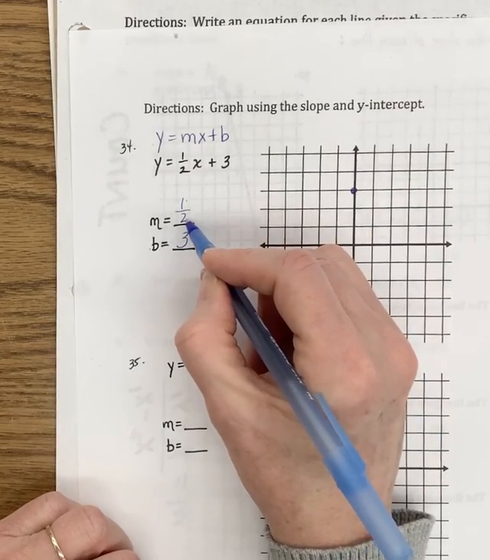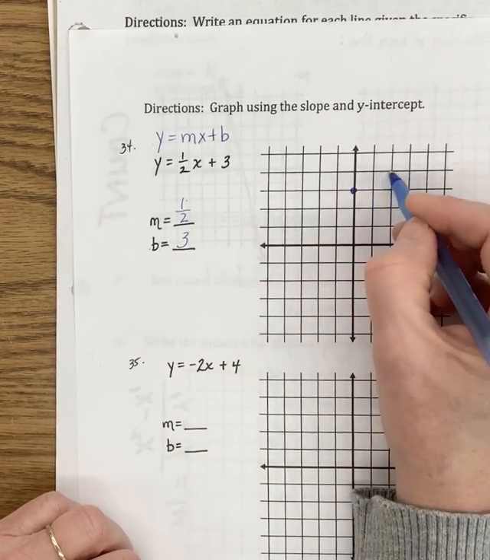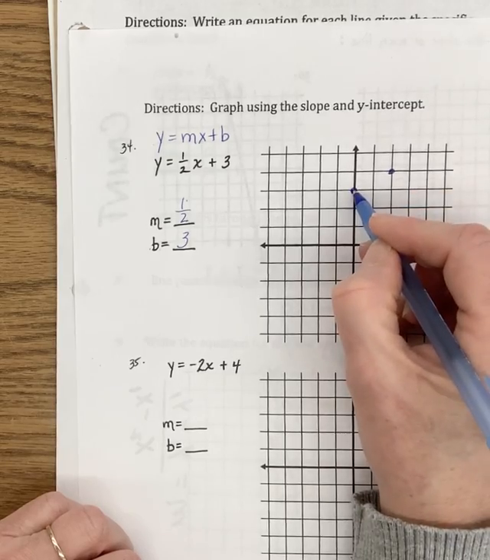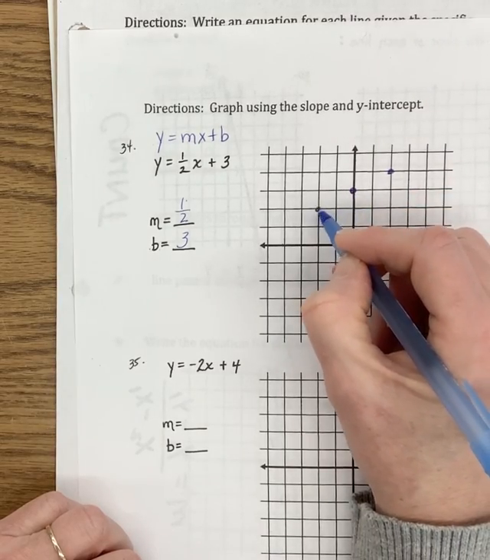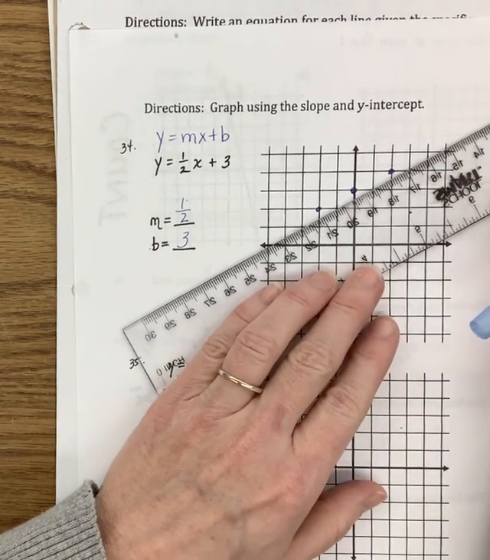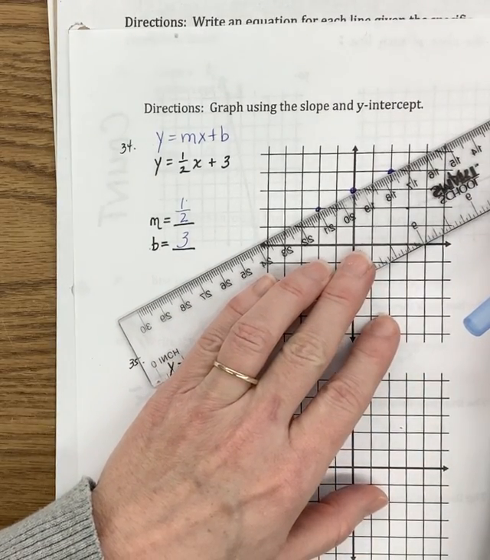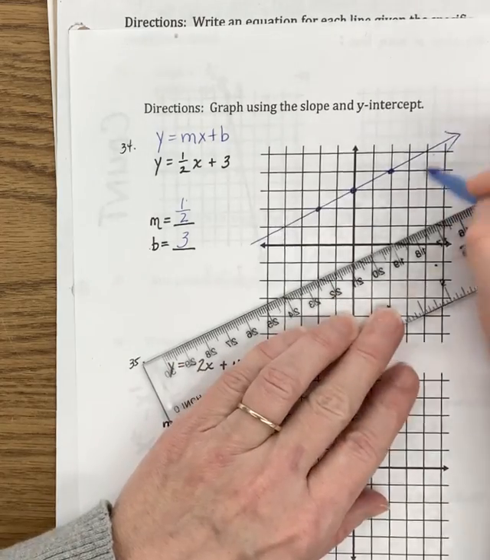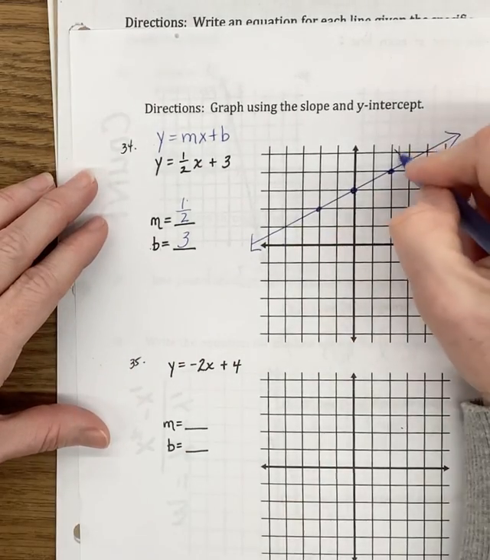We're going to rise 1, run 2, rise 1, run 2. We also could go down 1, left 2, because negative 1 over negative 2 is actually equal to 1/2. Two negatives make a positive. And there's my line. I'll label it.